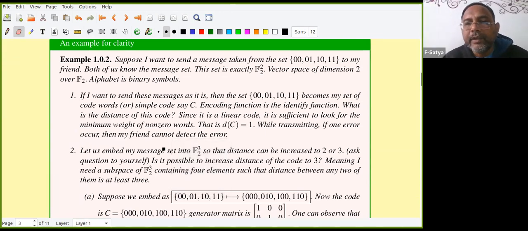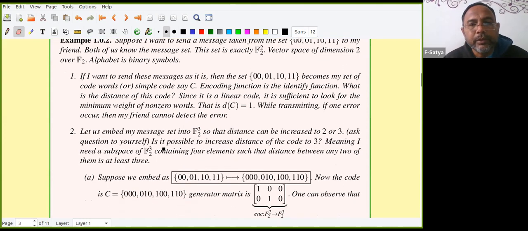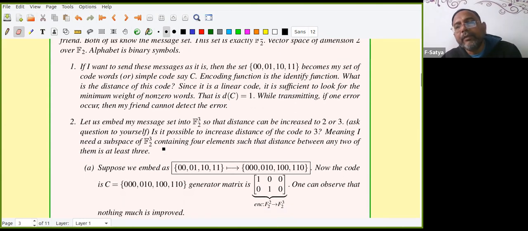Suppose that I want to send a message taken from the set 00, 01, 10, 11 to a friend. Both of us know the message set. The set is exactly F_2^2, a vector space of dimension 2 over F_2. The alphabet is binary symbols. If I want to send the message as it is, then 00, 01, 10, 11 becomes my set of code words also. So there is no change. I am mapping F_2^2 to F_2^2 only, so the encoding function is the identity map.